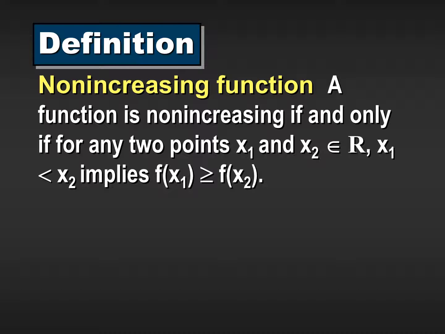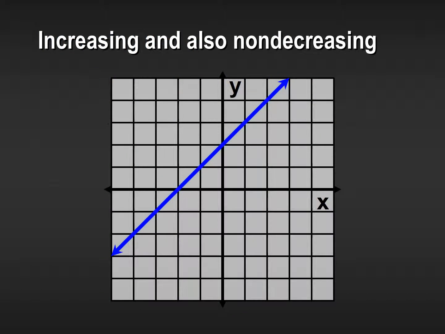Non-increasing looks like the definition for decreasing, but again, it can be monotonic, so it can be constant or equal at some parts. Let's look at this. This is an increasing function, but we can also say it's non-decreasing because it still could be equal to.